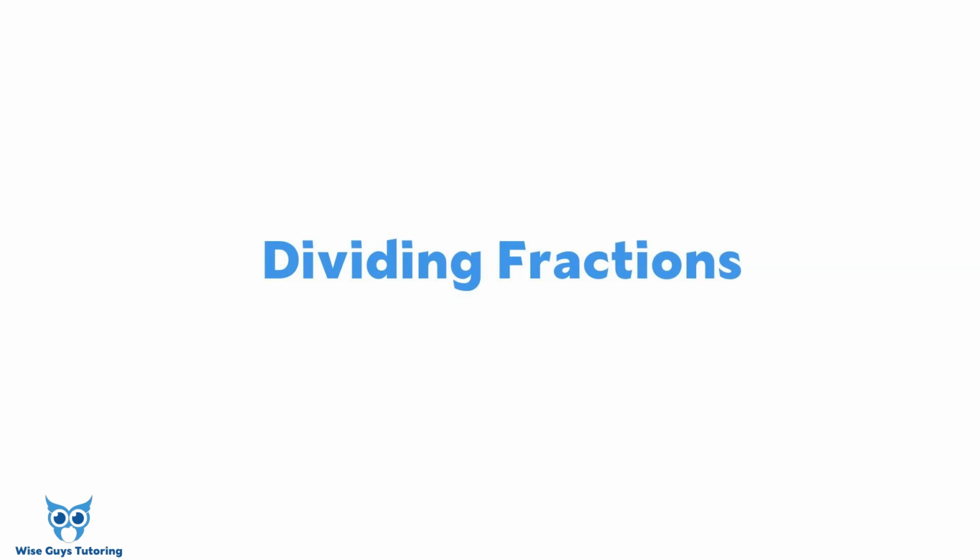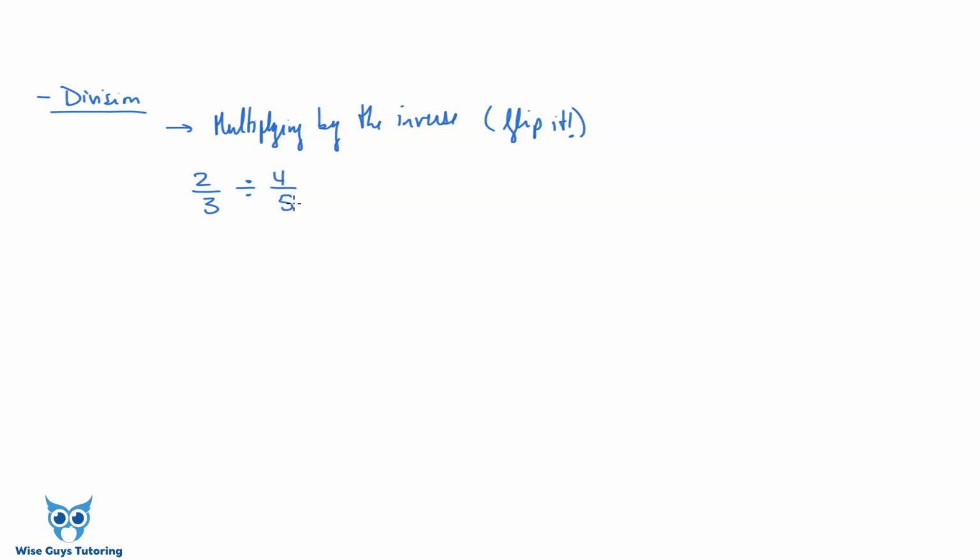So hopefully you've seen the previous videos, most importantly the multiplication one. So let's do some division, which is basically multiplying by the inverse. And inverse is a fancy way of saying flip it. All right. So for example, if I were to say 2/3 divided by 4/5, you would have to just flip this guy and make it a multiplication.